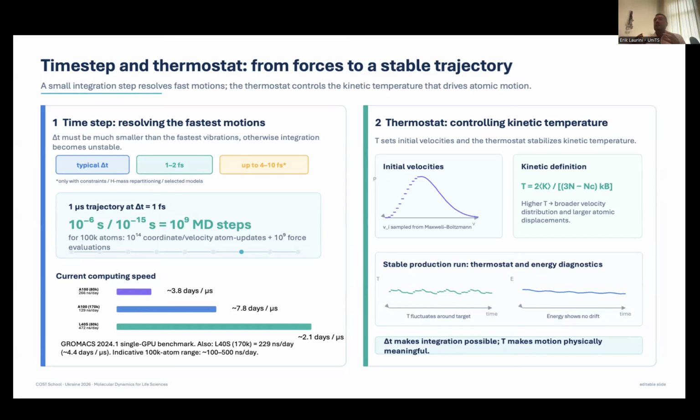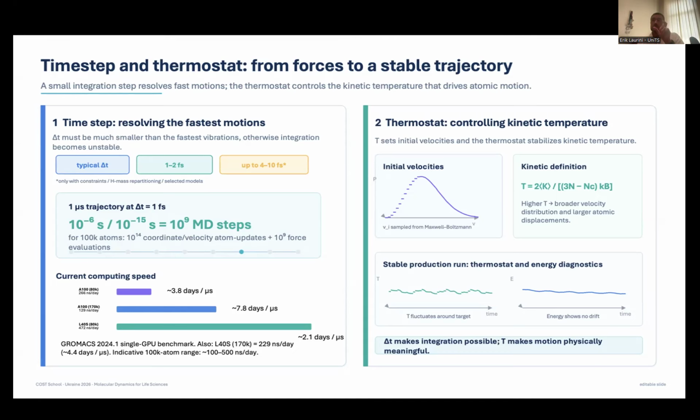Physical phenomena, for example, bond stretching, bond bending, and so on, last not seconds, not microseconds, but a very, very tiny time in the range of femtoseconds. So if we want to make integration possible and take into account the physical meaning of our molecular dynamics simulation, we have to define the time step in the range of the femtosecond. Just to recall, a femtosecond is 10 to the minus 15 seconds.